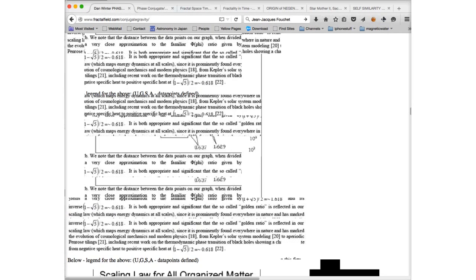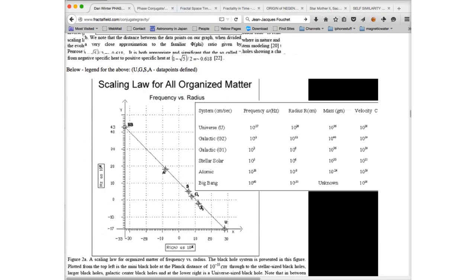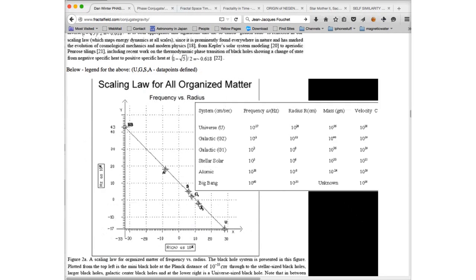So the dots on this graph here, this is a diagonal line here as a ratio of frequency to radius in centimeters. And the dots on this graph, this is the frequency versus radius of the universe, the frequency versus radius of the galactic big scale and the galactic local scale. This is the frequency versus the radius, the S here, of this solar system, the frequency versus radius of the atom, and the frequency versus radius of the Big Bang.